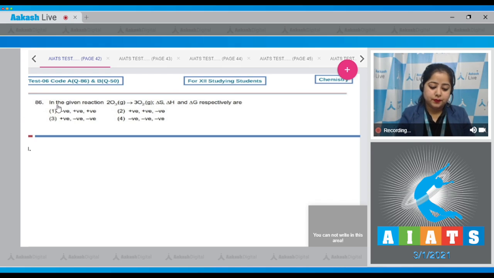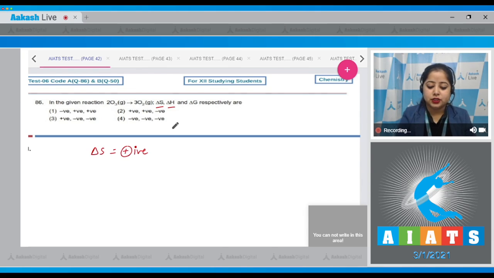86. Let's read it. In the given reaction, that is 2O3 gaseous gives 3O2 gaseous, delta S, delta H and delta G respectively are. Student, let's start this question. First of all, let's calculate delta S. So it is clear that the number of gaseous moles are increasing. As a result, we can say that the value of delta S is positive.